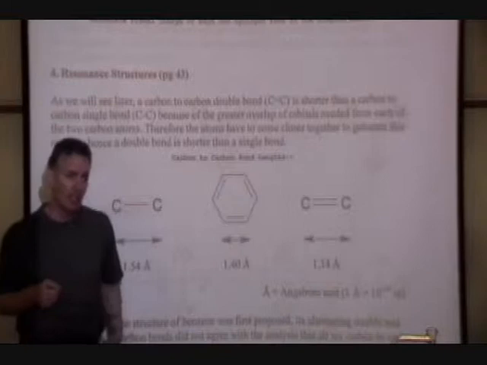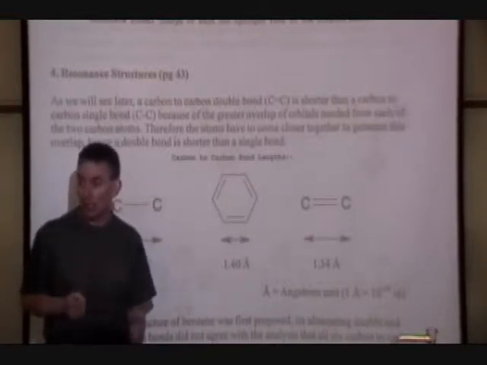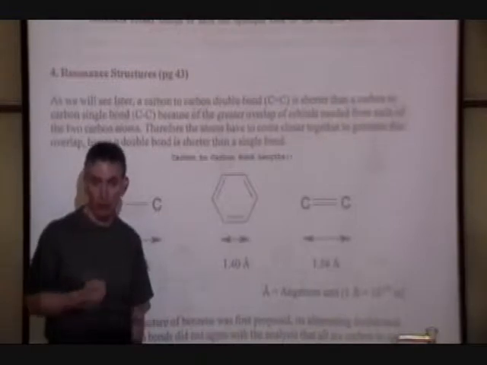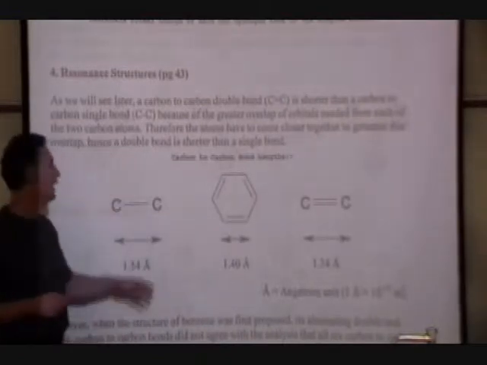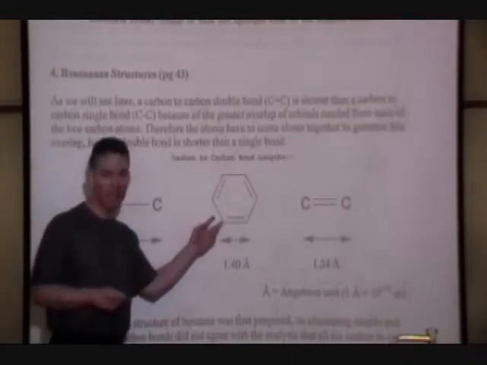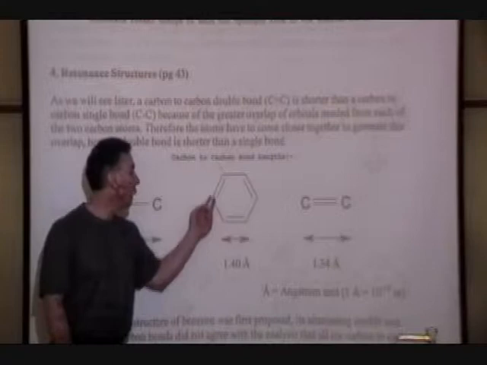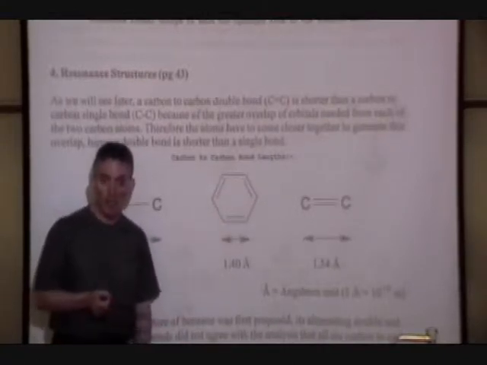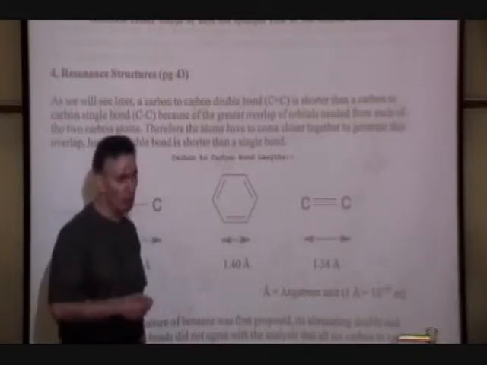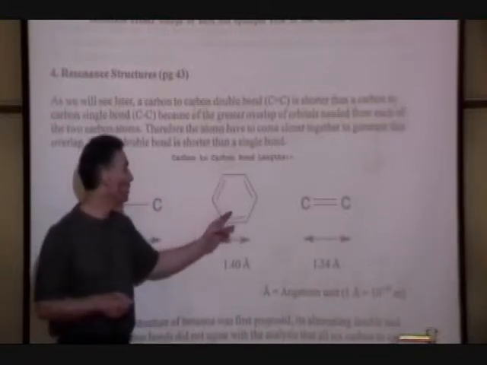Scientists realized that some organic molecules cannot be explained properly by a single Lewis structure. A good example of that was the early finding of benzene. We have a line angle formula here: 6 carbons in a hexagon ring, closed off. And the Lewis structure that was originally proposed showed it with alternating double and single bonds.